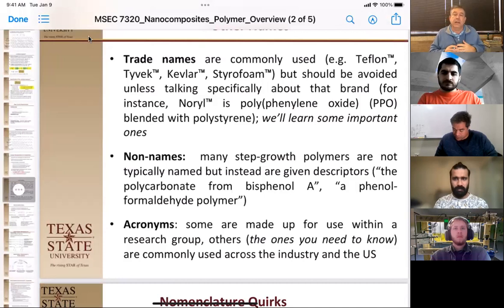Okay. So then we have some that are more descriptive, that aren't true poly-something names. We say things like it's a polycarbonate made from bisphenol A, or it's a polymer made from phenol formaldehyde, which is a cross-linked thermoset adhesive. So it's more describing what's in there, but not really calling it a polymer because of the structure there. So those can be a little challenging.